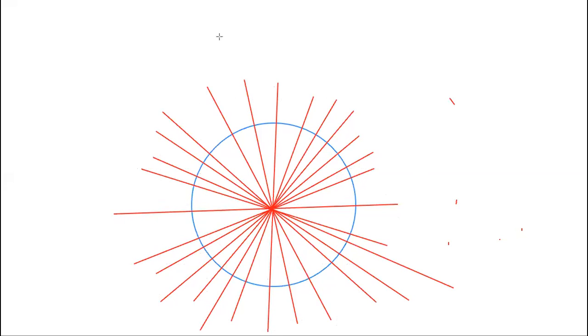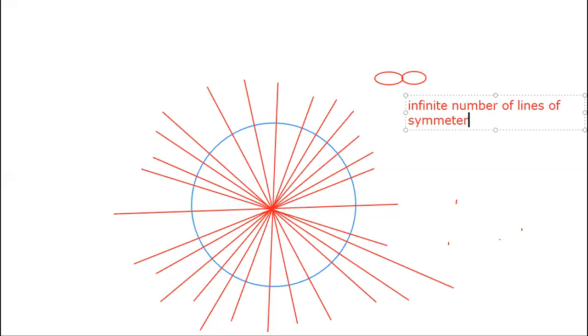That is infinity. And the way we draw it is this symbol here. Infinity. So a circle has an infinite number of lines of symmetry. You can't count them, because they just keep going and going and going, all right?